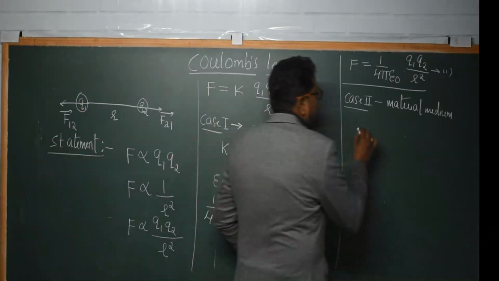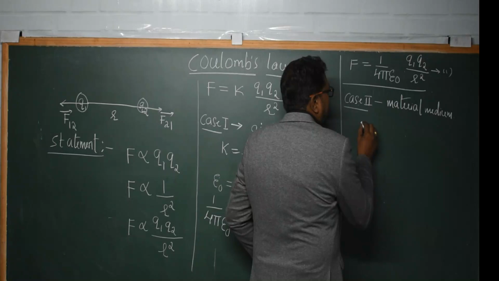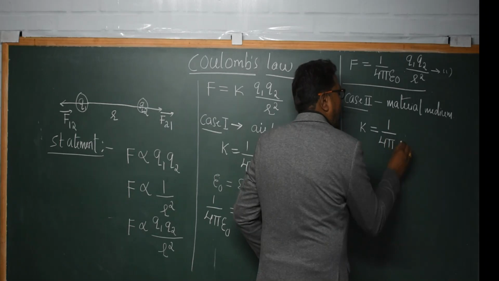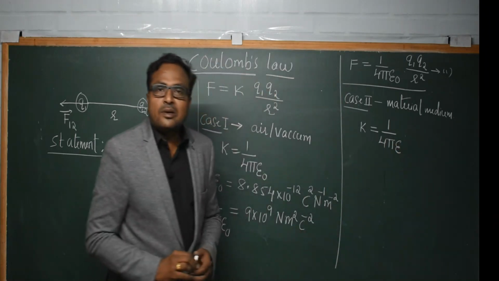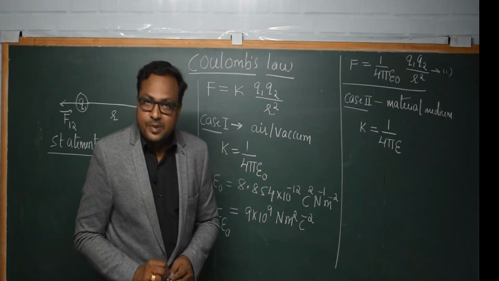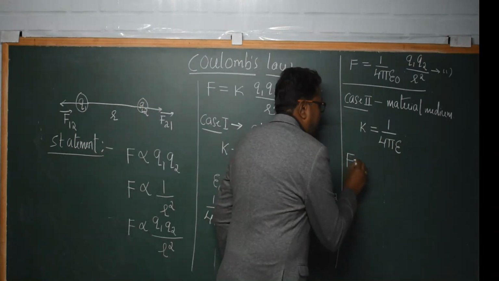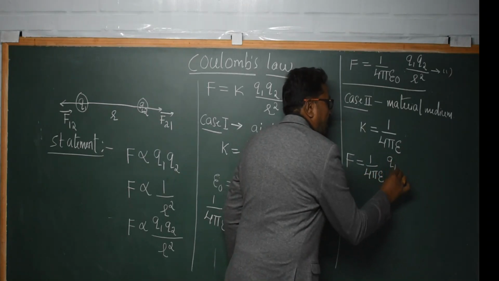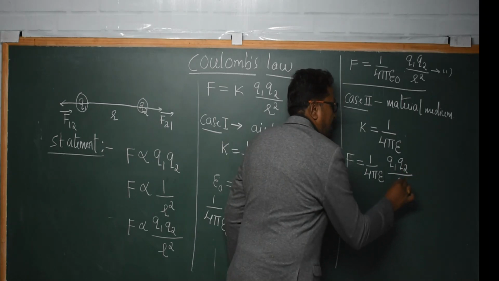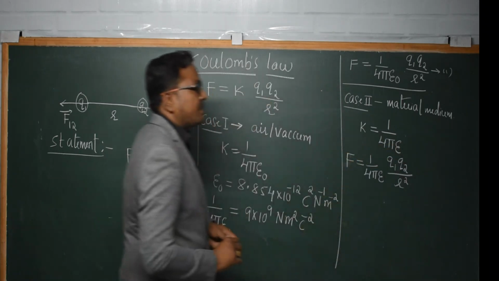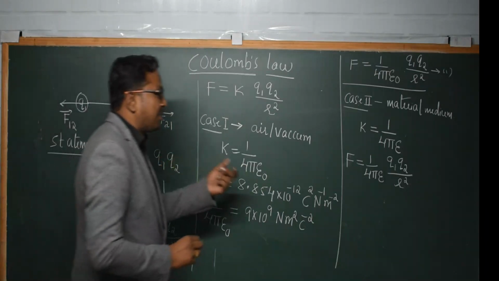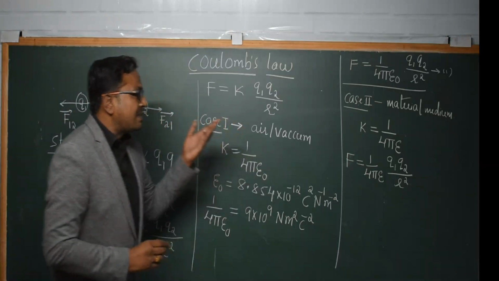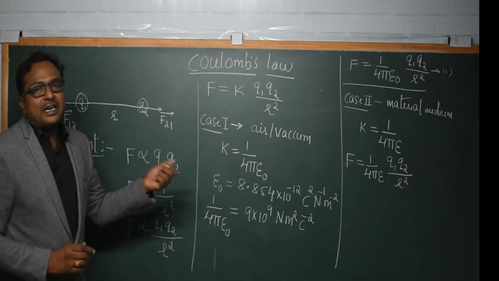So in the second case, you are using K is equal to 1 by 4 pi epsilon. So therefore, what will be the equation for the force now? F is equal to 1 divided by 4 pi epsilon, Q1 Q2 divided by R square. What do you mean by this epsilon? Epsilon is the absolute permittivity, and this absolute permittivity is defined as the measure of the resistance that is encountered when forming an electric field in a medium.